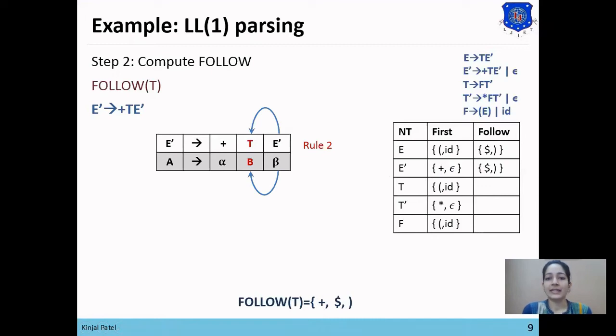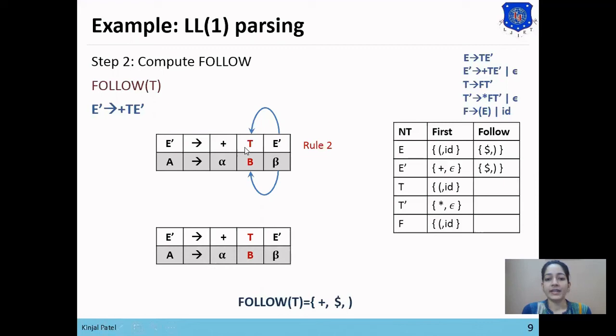Now as E dash derives null, so we will also apply rule 3, which says that if E dash derives null, then we will substitute E dash with null. So follow of E dash will be added in follow of T. So follow of E dash is dollar and closing bracket.